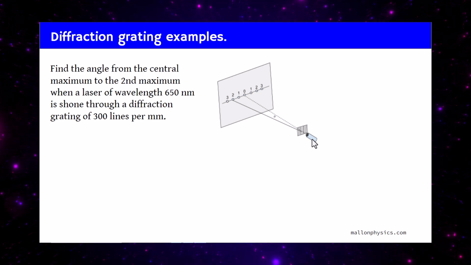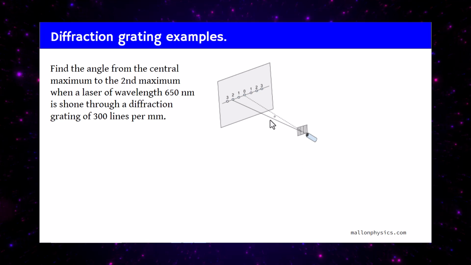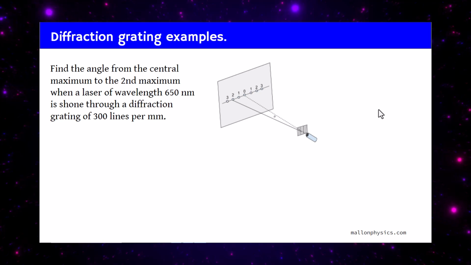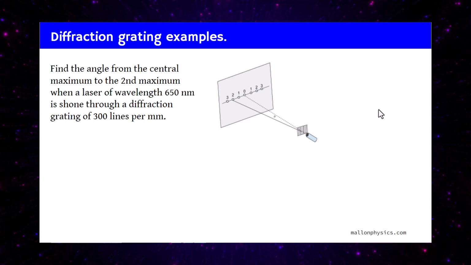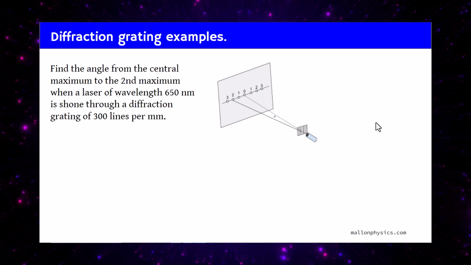So what we're asked to find here is the angle from the central maximum, that's that angle in here, from the central maximum to the second maximum, when a laser of wavelength 650 nanometers is shone through a diffraction grating of 300 lines per millimeter. Okay, so what do we do here then?